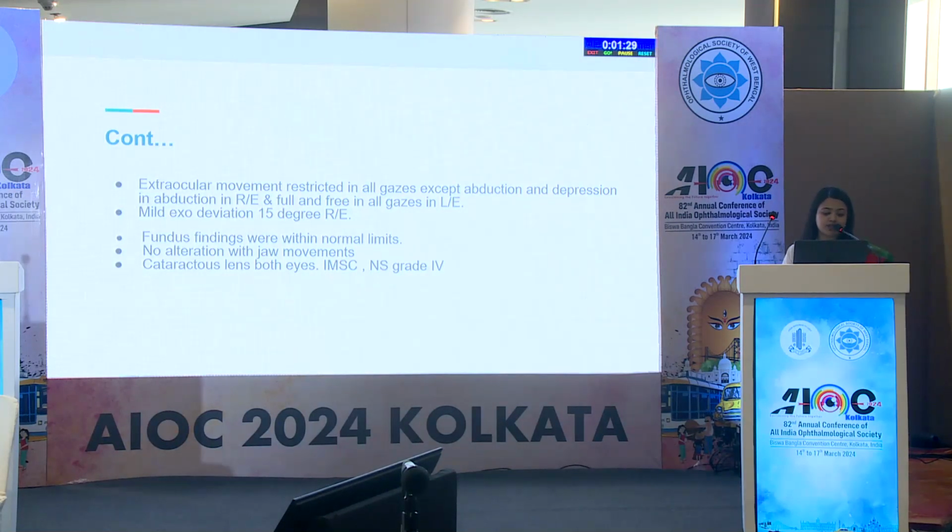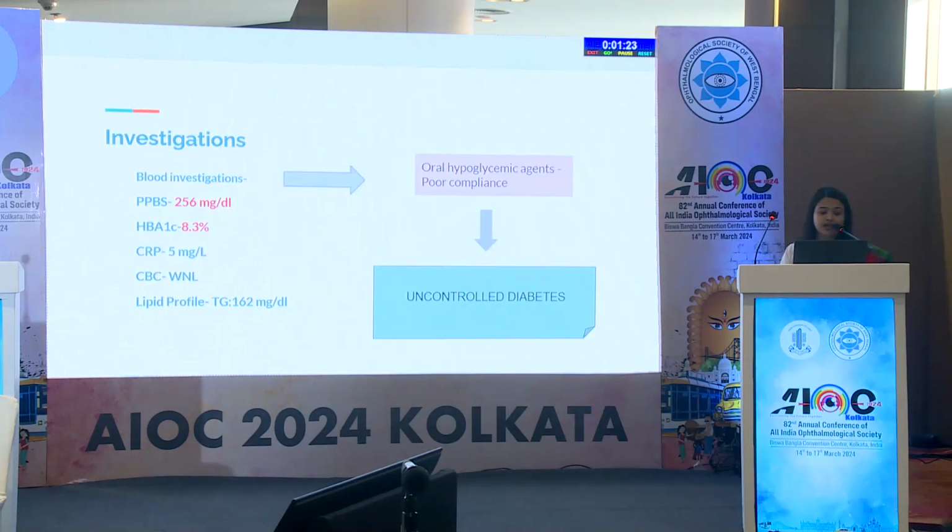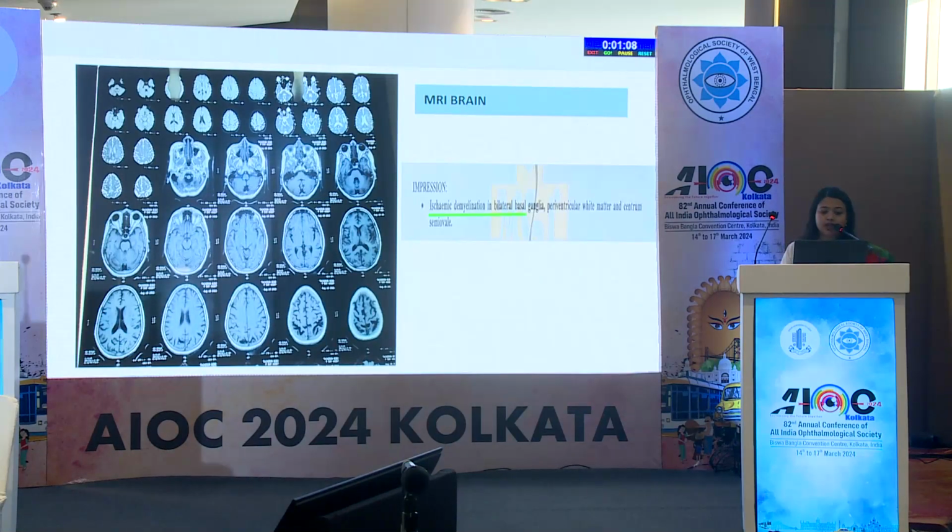There was a mild exodeviation of 15 degrees. Fundus findings were within normal limits. The lens was cataractous in both eyes. Coming to investigations, PPBS was 256 mg/dL and HbA1c was 8.3%. So this was a case of uncontrolled diabetes. We also did an MRI brain, which showed ischemic demyelination in the bilateral basal ganglia and involvement of periventricular white matter and cerebral edema.